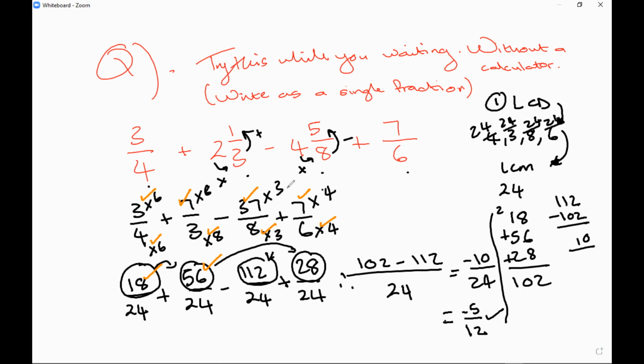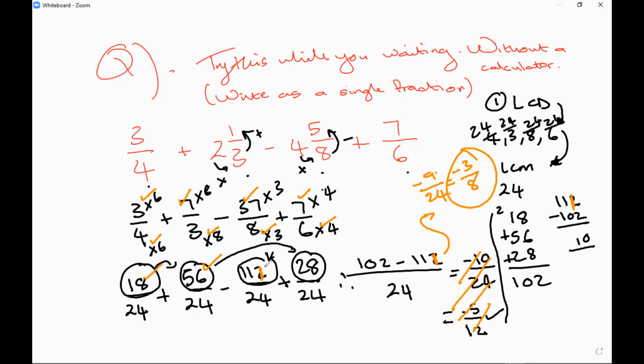37 times 3. What's 37 times 3? Did I do that correctly? And I think that's where my problem is. So this is supposed to be 111. Alright, so this is 111. And if this becomes 111, then I end up with 102 minus 111. Now what's 102 minus 111? It's going to give you negative 9. So negative 9 over 24, divide by 3 at the top, divide by 3 at the bottom, negative 3 over 8.